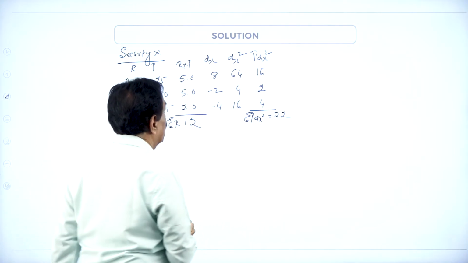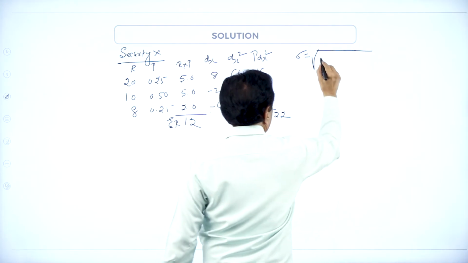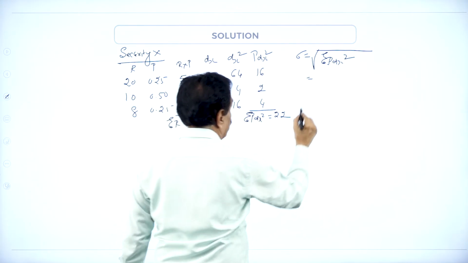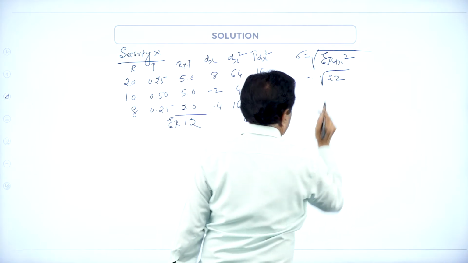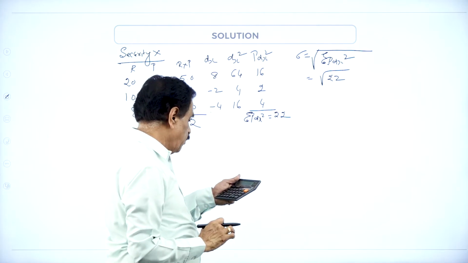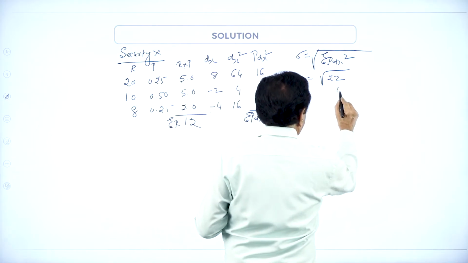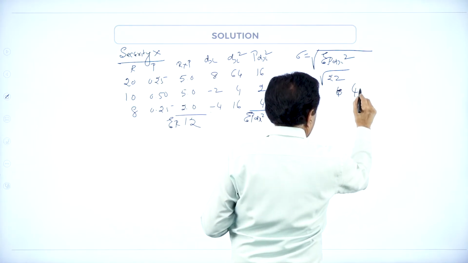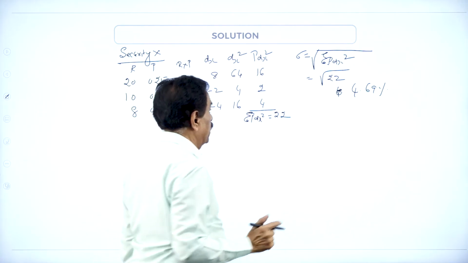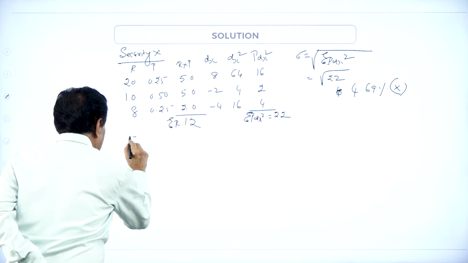Here we can apply the root of sigma P dx square, which is the root of 22, that is 4.69%. This goes in favor of X. This is for X. Then security Y.